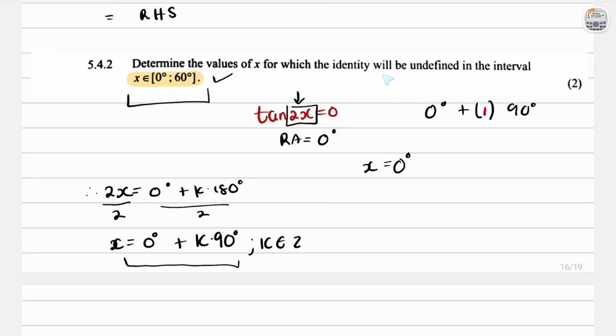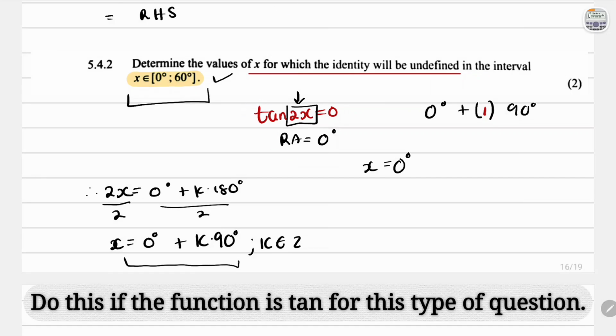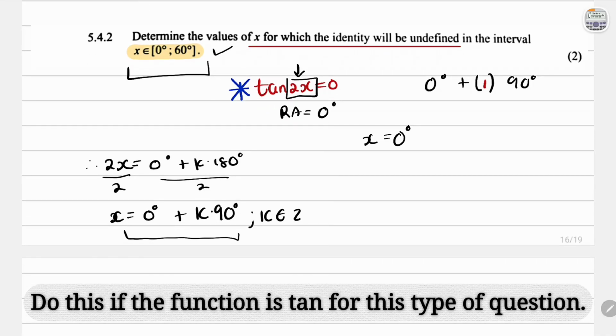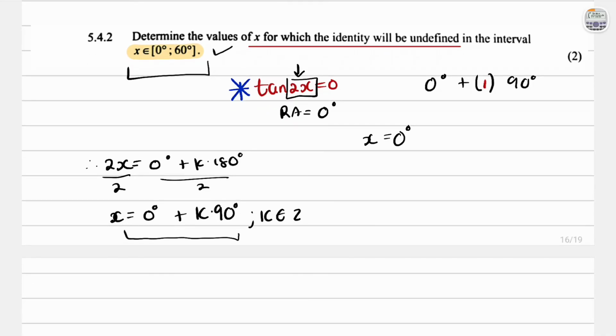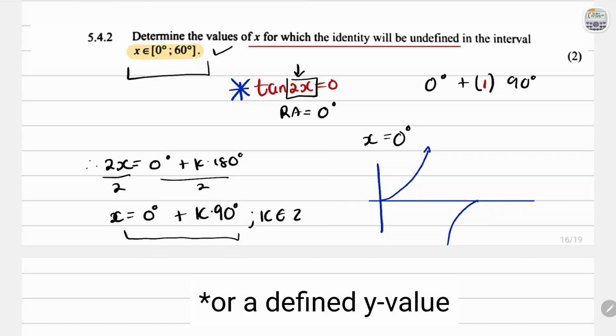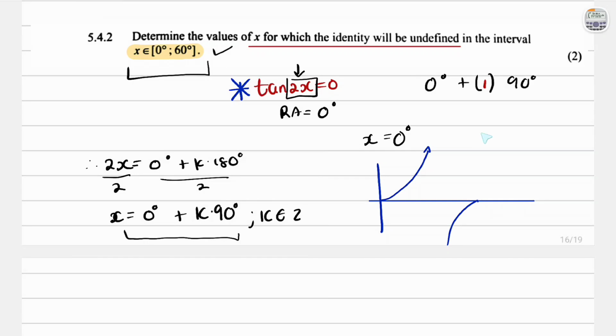But here's what we need to consider. They want us to tell them the value of x for which the identity is going to be undefined. The reason I'm doing this is because we're specifically using the function tan. The tan graph has something that sine and cos graphs don't have: asymptotes. At those places where it has asymptotes, the graph is undefined for those x values, because it doesn't have a y value at those points.